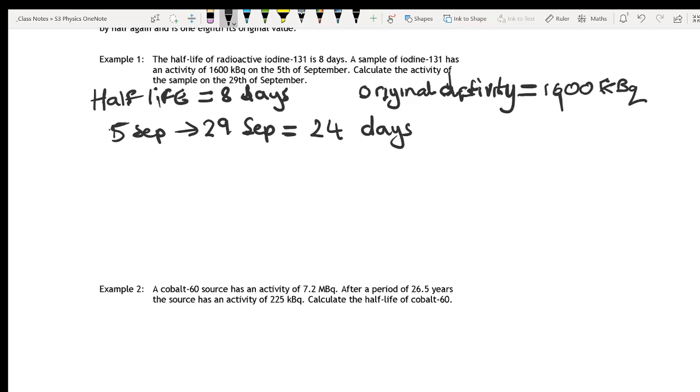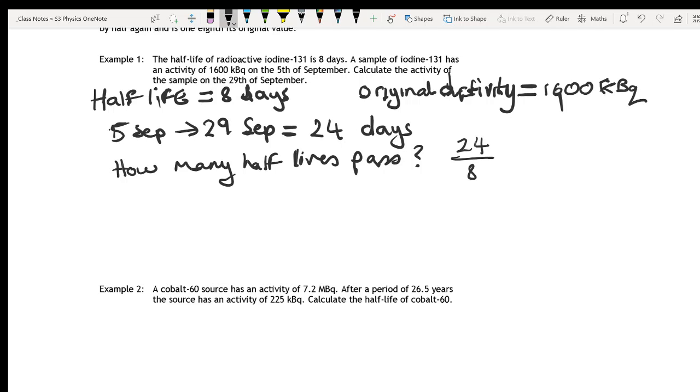Exactly, yes. So we know one half-life is 8 days. So 8 times 2 is 16, times 3 is 24. So 3 half-lives have passed. Okay? So don't worry if you couldn't think of that. Again, it's one of these step things. So how many half-lives have passed? It's basically how many half-lives are in that 24 days. So 3.